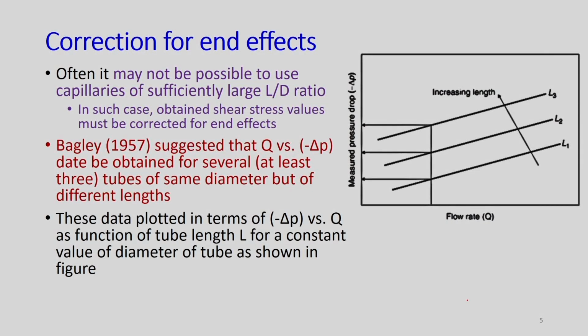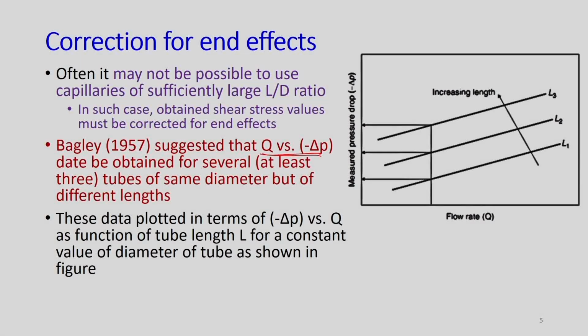What did they suggest? Whatever Q versus minus delta P information we get from capillaries, we should get it for at least 3 different capillaries having the same diameter but different lengths, L1, L2, L3 like that. Now, you see here that minus delta P versus Q data is reported for different lengths, and we see that they are not superimposing. So obviously, their corresponding tau versus gamma dot information will also have different values, right. And we can see here that with increasing length, for a fixed volumetric flow rate, pressure drop is increasing. Okay.